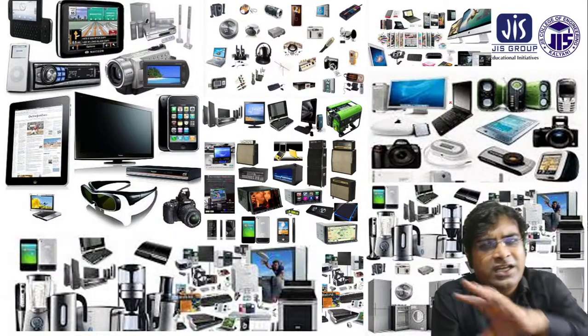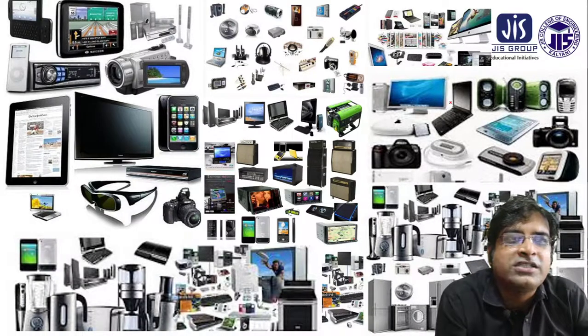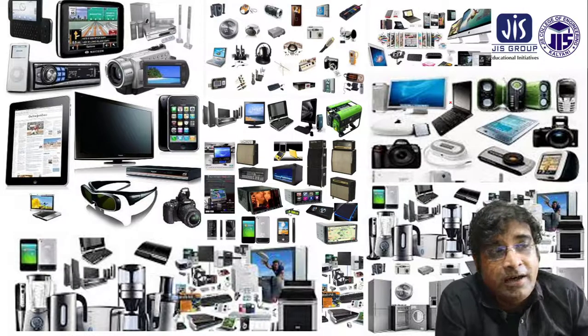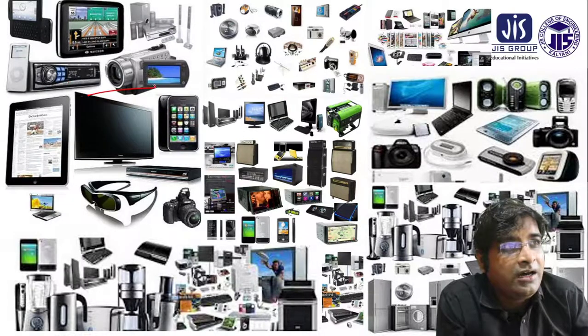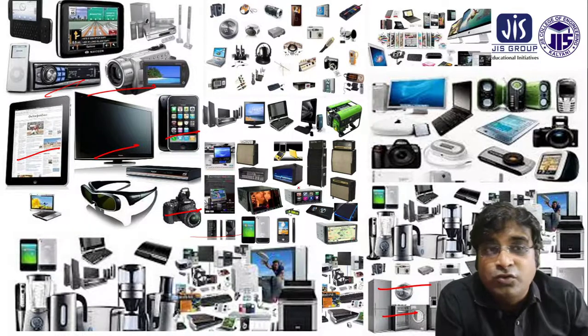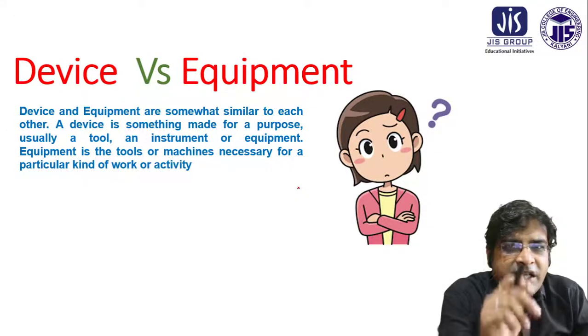Next, you see there is a galaxy of electronics devices. There are several kinds of electronics devices: a camera, a DVD player, televisions, a tab, a mobile, a fridge, a washing machine, and several other things. This is the galaxy of electronics items, and you use all these items in daily life. Now I am calling them devices.